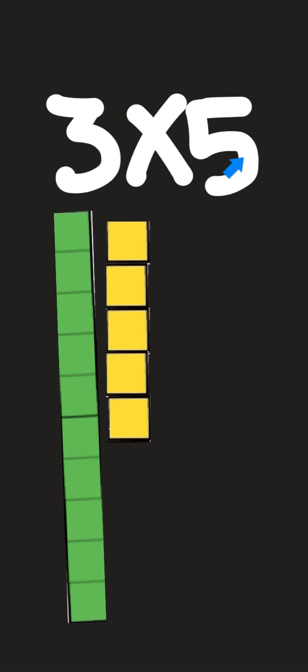3x5 means 3 lots of 5. So we've got 2 lots of 5 in our 10 and 1 lot of 5 here. 3x5 equals 10 and 5, which is 15.